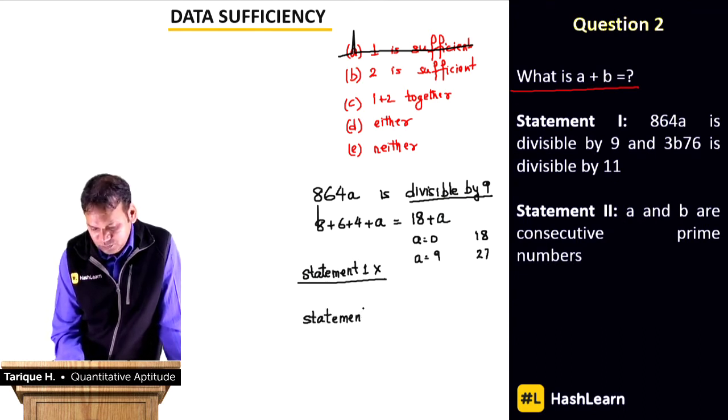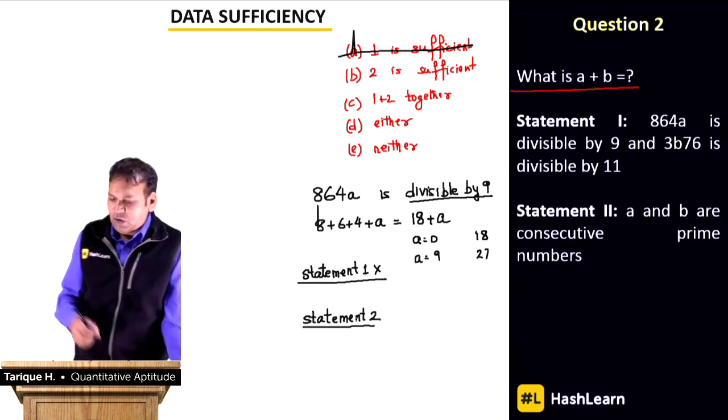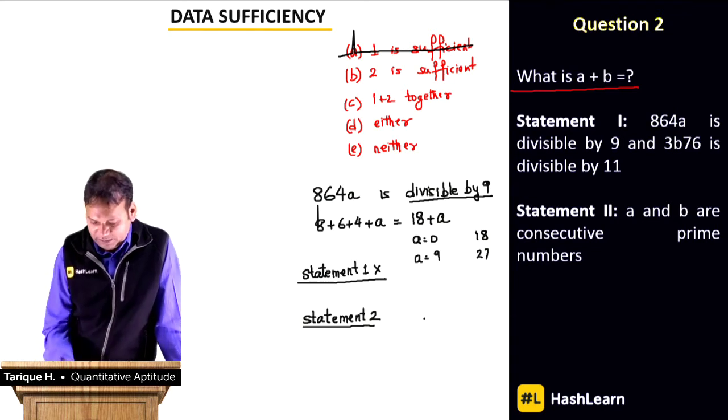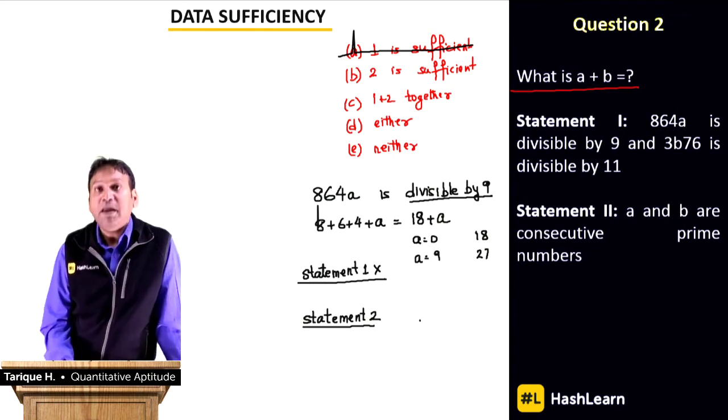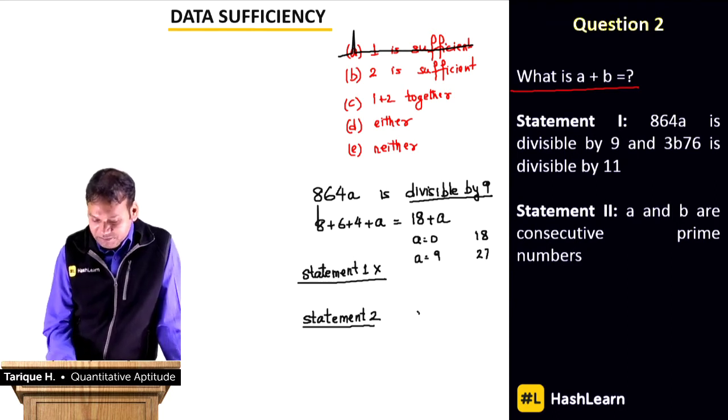Now statement 2, what information does it give us? A and B are consecutive prime numbers. Now what are prime numbers? Numbers that are divisible by only itself and 1. And if A and B are consecutive prime numbers, can prime numbers be consecutive? That's the question. Okay, now you see, consecutive primes.